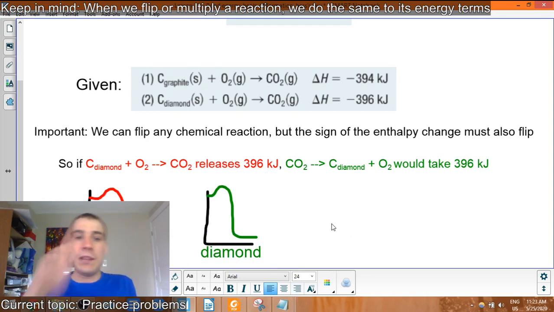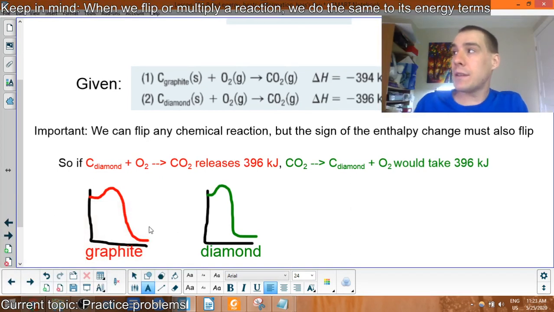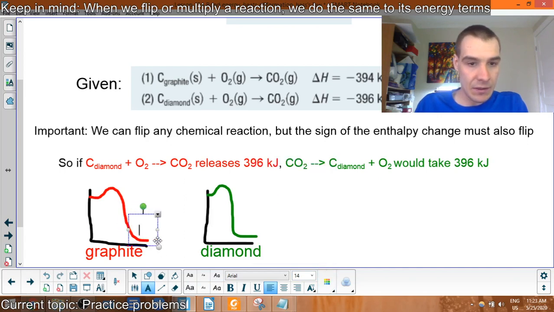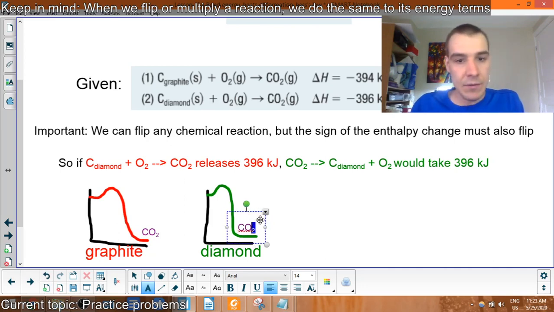All right, let's chain them together. If we chain them together, we're going to have to flip the diamond. Okay, there's graphite, there's diamond. We're going to go from graphite to CO2. You know what, let's actually write that in. Let's write, maybe in purple here. This is CO2. And this is also CO2. Right, so we're going from graphite to CO2 and from diamond to CO2.